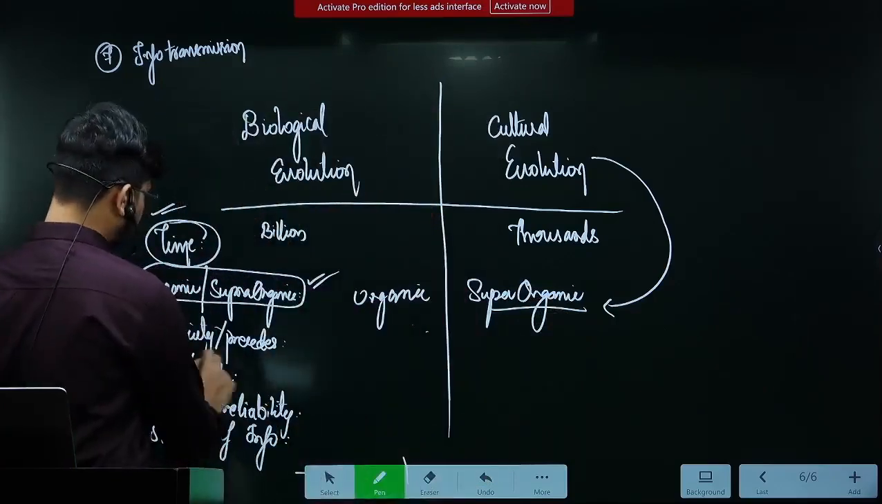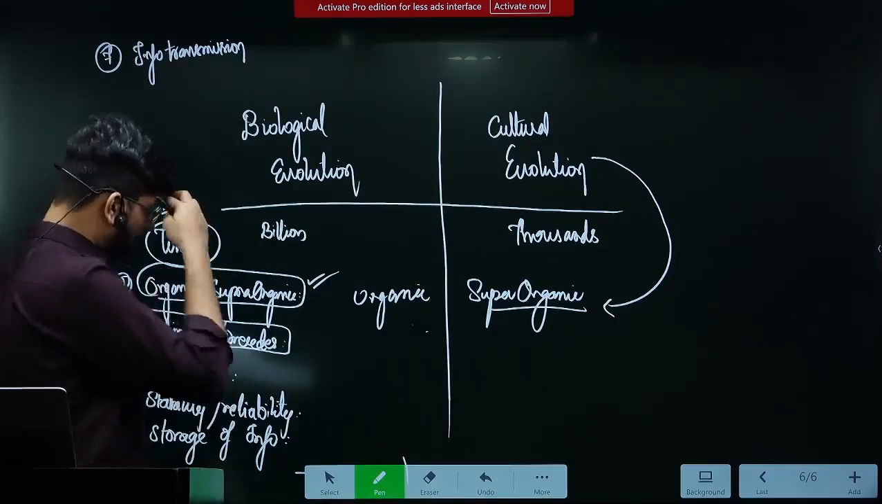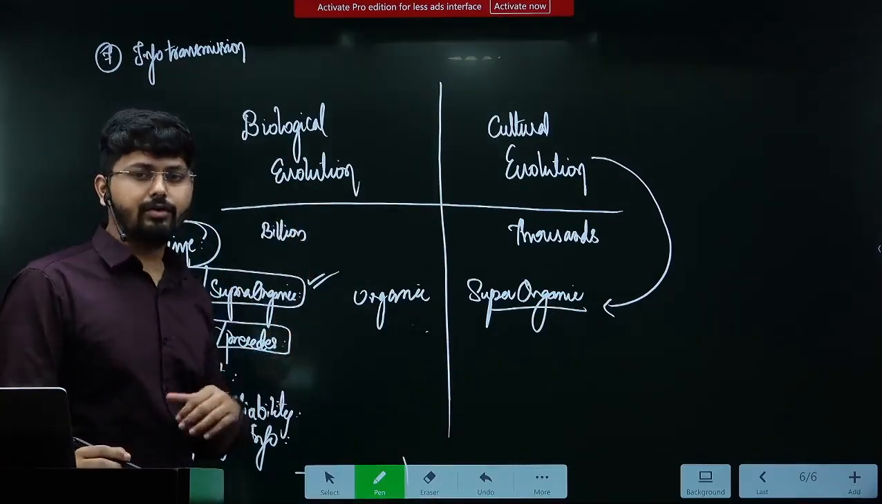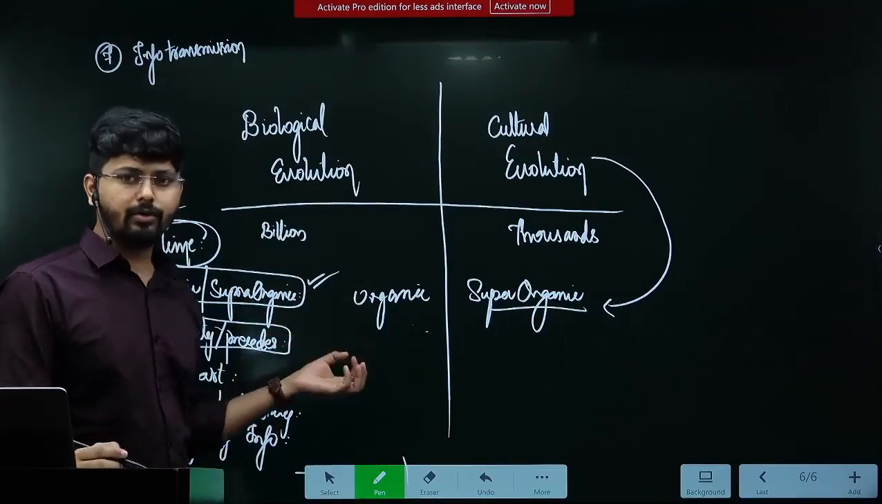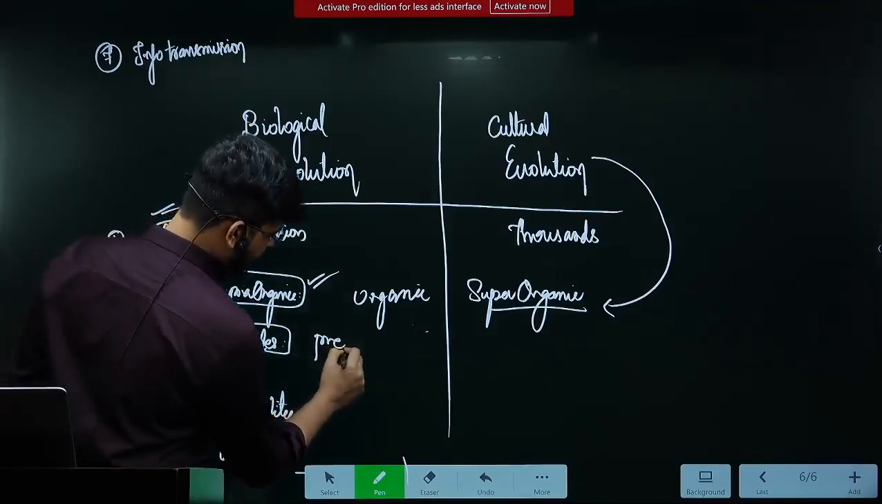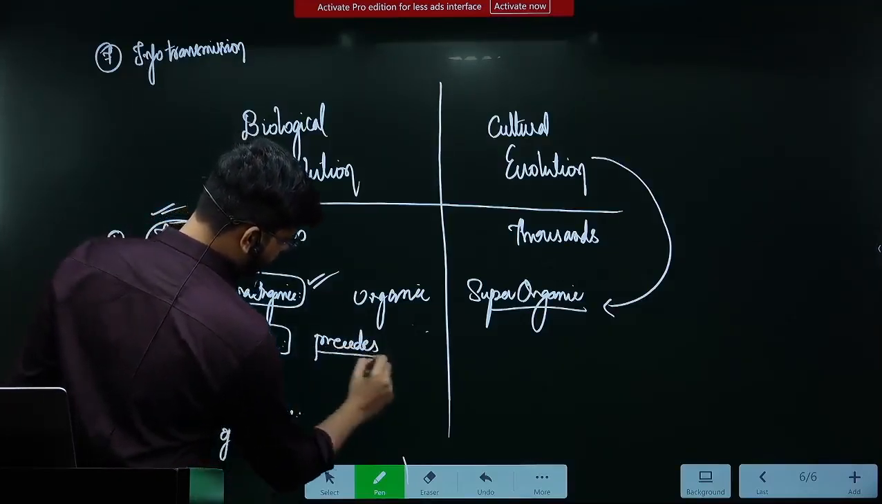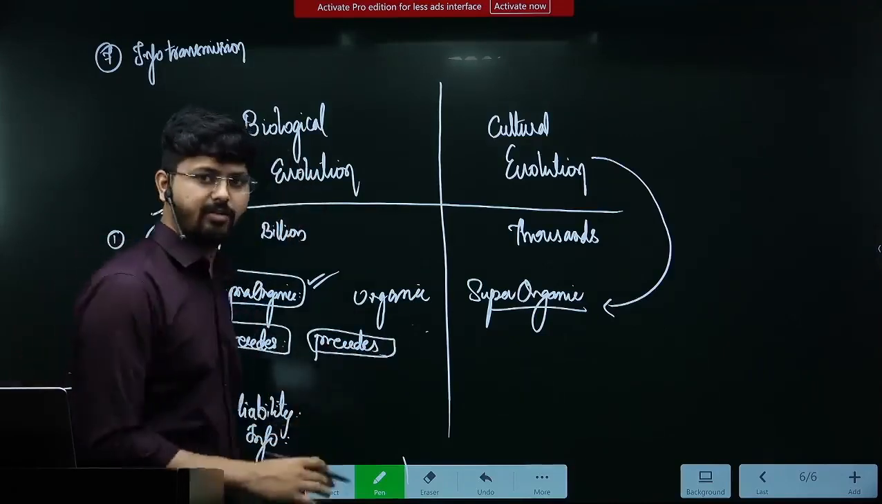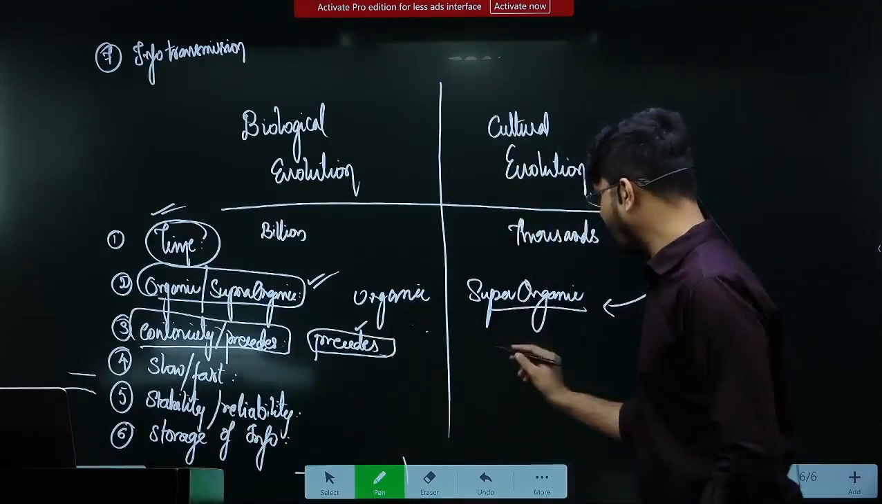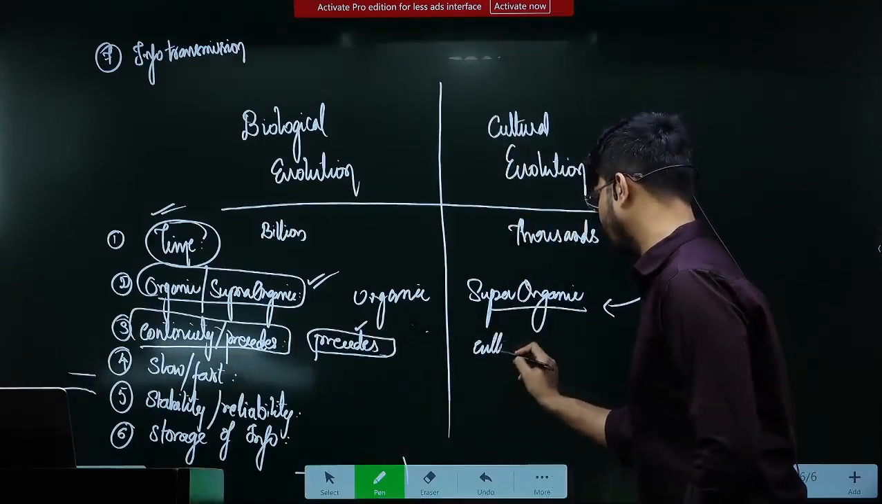Next, continuity. Biological evolution keeps on continuing and it precedes the cultural evolution. Biological evolution happens first, then only cultural evolution happens.